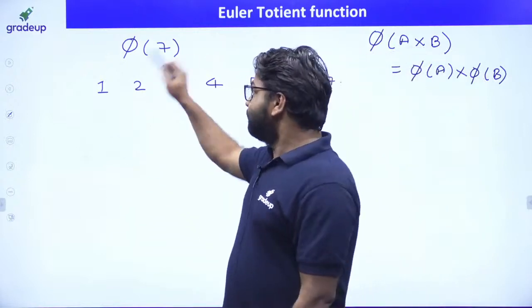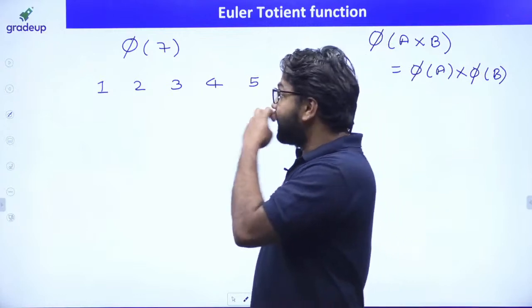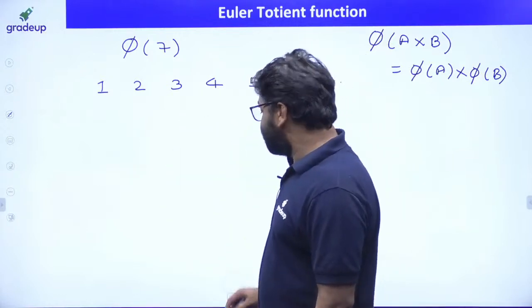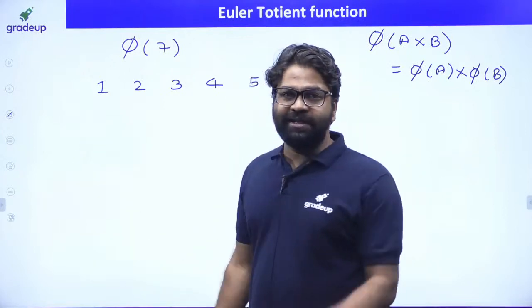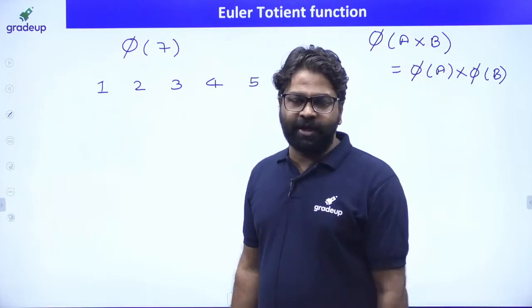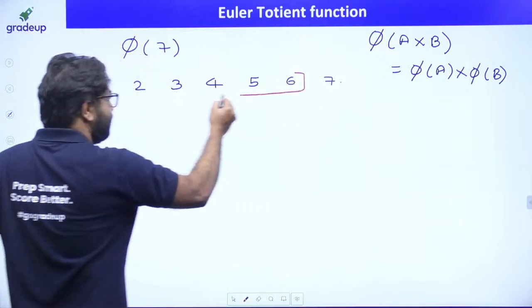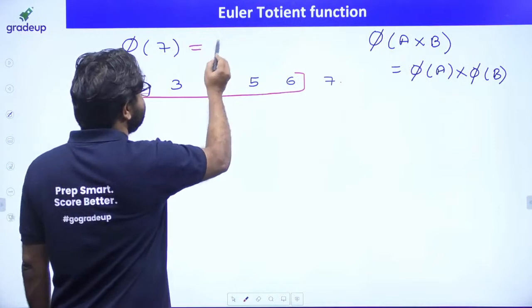If I want to calculate, let's come up with another example. What will happen if I want to calculate the totient function of 7? How can I calculate it here? First, let's try to understand. See, 7 is a prime number. Obviously, no one will be dividing 7 except 7 and 1. So all the numbers before 7 will be relatively prime to 7. Yes or no? So we can directly write that it is 6.